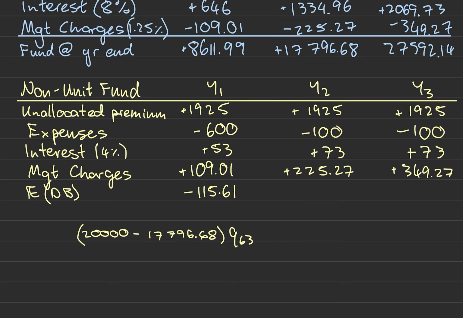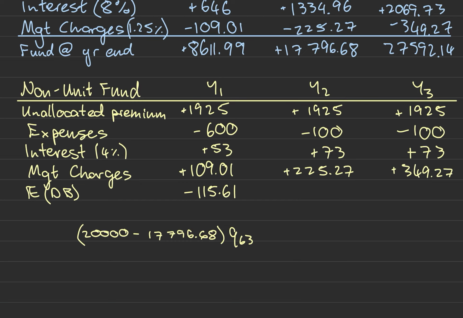And I'm not using q62, I'm not making him survive to here and then counting the death. It's just the death. Why? Because my profit vector, which I'm eventually going to arrive at after all these calculations, is per policy in force at the start of that year, not at the start of the contract. That's my profit signature.